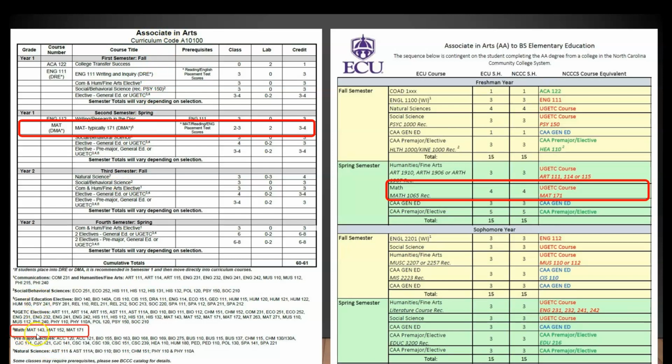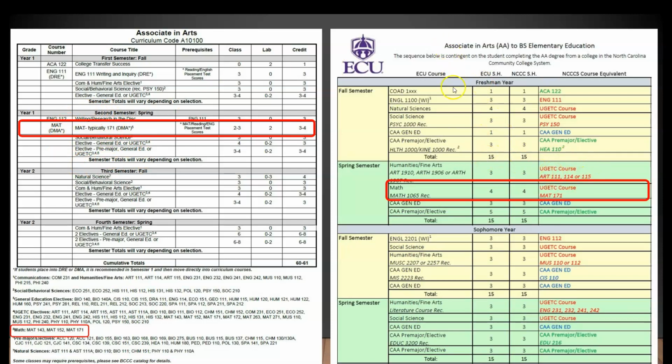I could either take Math 143, Math 152, or Math 171. If I'm not thinking ahead and looking long term, I could easily just choose either of those, even though it says it's typically 171, that's what's recommended. You have a choice. You can choose one of these 3. Which one do you choose? Well, the best way to choose your course for your short-term goal is to look at your long-term goal.